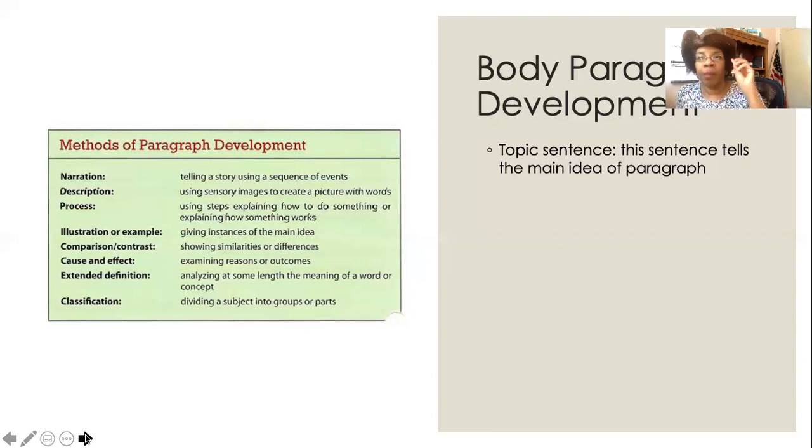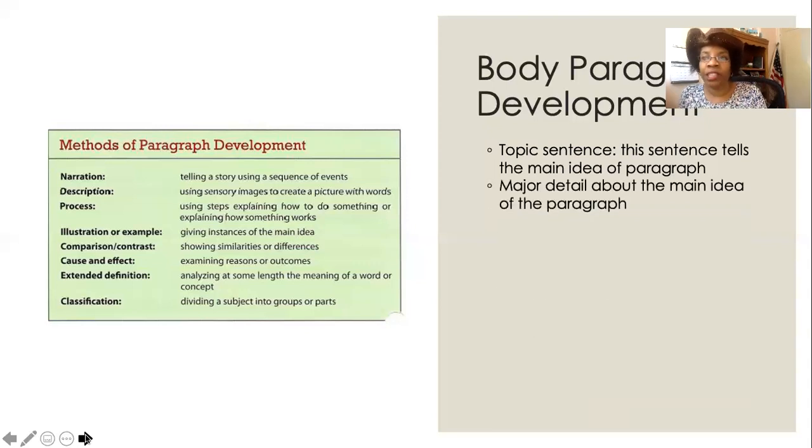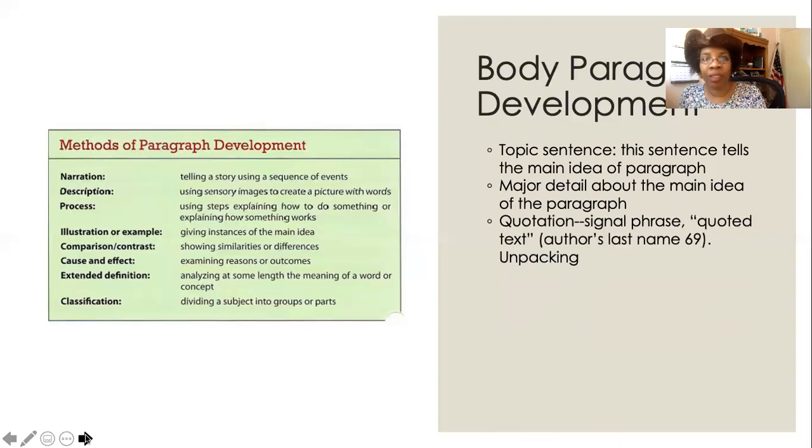So your body paragraphs are gonna have a topic sentence. The sentence tells the main idea of the paragraph, and you've seen this before in your Write One Paragraph assignment, right? Major detail about the main idea of the paragraph, a quotation, signal phrase, a quoted text, the author's last name, and the page number, okay?